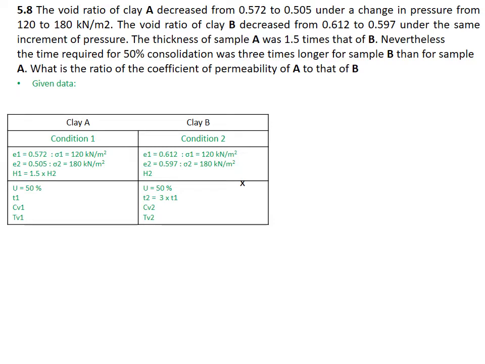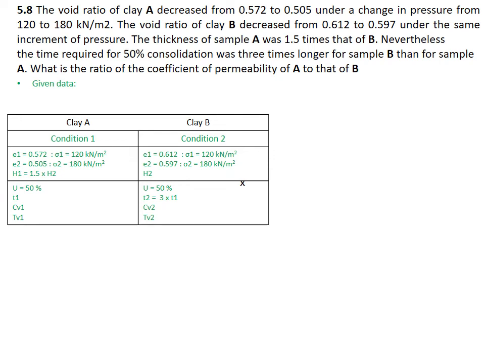So the values we can see: 0.572 to 0.505, E1 and E2 for clay A, from stress sigma 1 120 to sigma 2 180. Same stresses for clay B, 120 and 180, but the void ratio changes from 0.612 to 0.597.